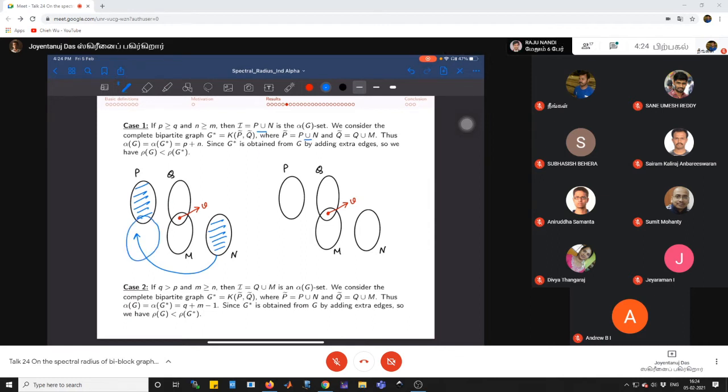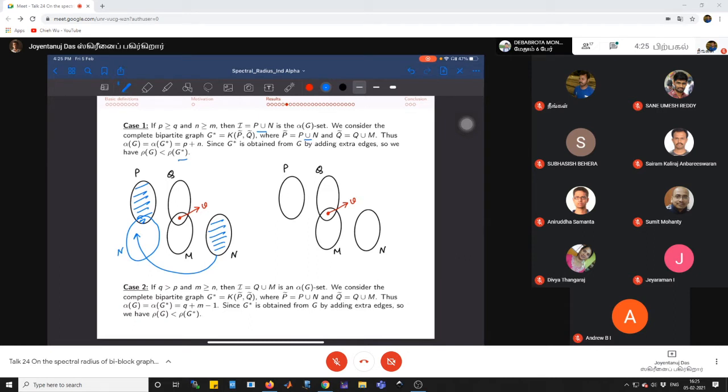So this is my M. Then I take P union N to be one part and Q union M to be the other. When I consider the complete bipartite graph, we are adding edges to what was existing in the graph. Since we are adding edges, by that theorem the spectral radius will increase. So this part is done.